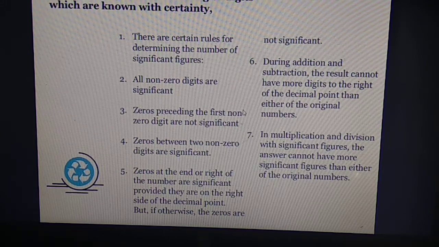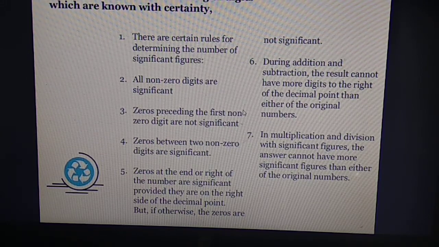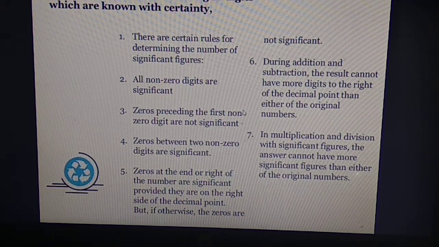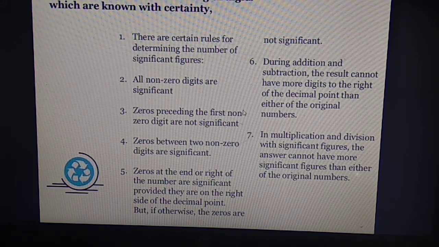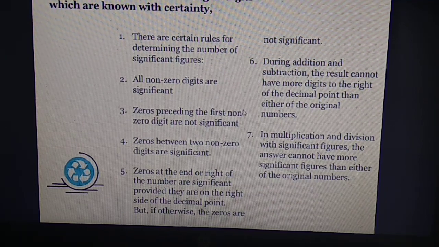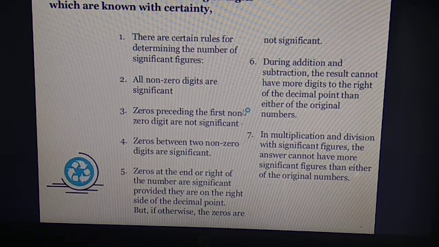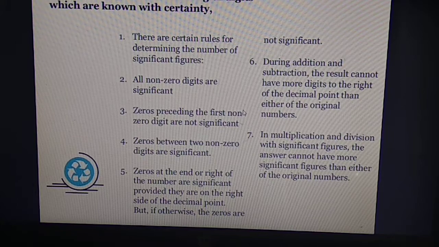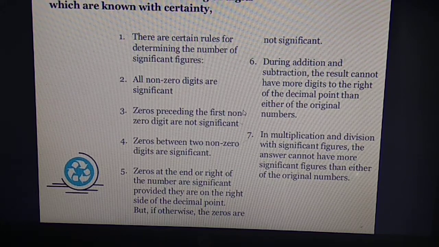What is a significant figure? We discussed it the previous day. Significant figures means all certain digits plus one doubtful digit. My dear students, significant figures are meaningful digits which are known with certainty. There are certain rules for determining the number of significant figures.